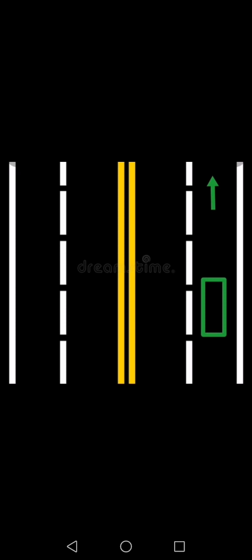We have corsia di marcia, normal drive lane. What is normal drive lane used for? It is used to drive and not for any other thing, just to drive. It is always located at the right part of the road. The right part of the road is the normal drive lane.